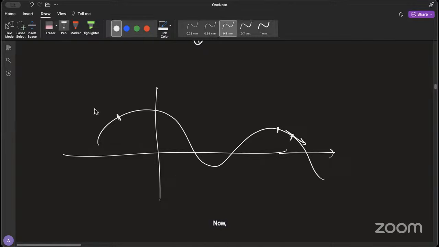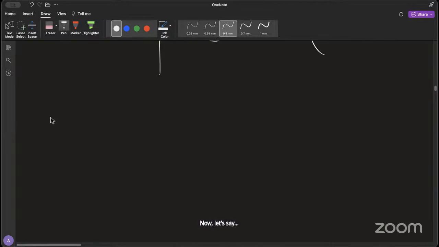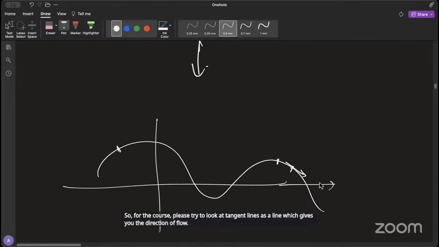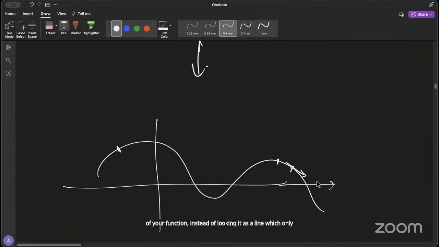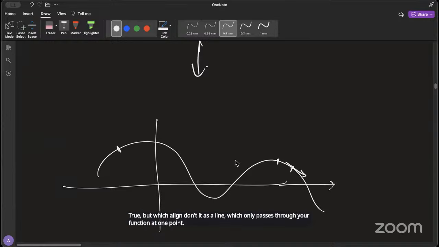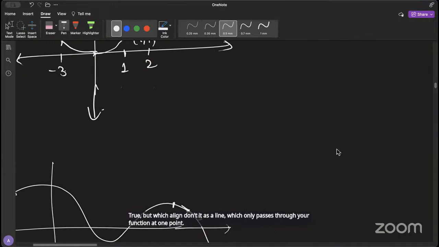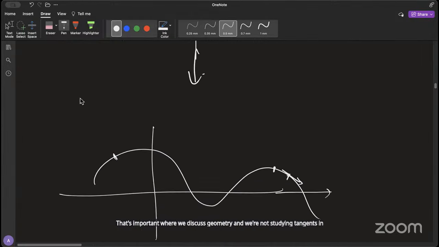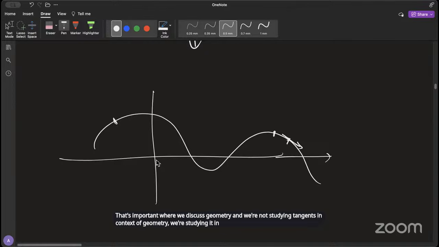Now let's say, for the course, please try to look at tangent lines as a line which gives you the direction of flow of your function, instead of looking at it as a line which only touches it. That's also true, but don't look at it as a line which only passes through your function at one point. That's important where we discuss geometry, and we're not studying tangents in the context of geometry. We're studying them in the context of functions.